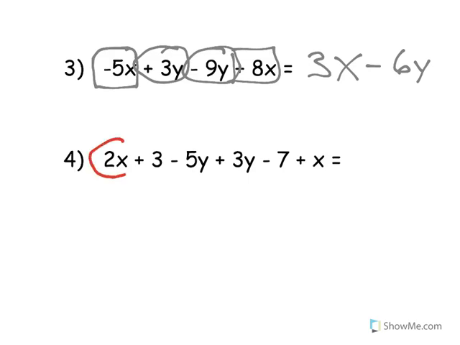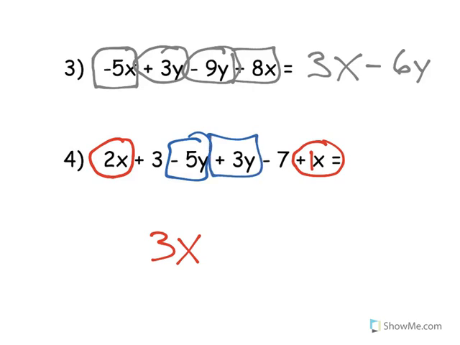All right, for number 4, I see 2x and I see x. And again, if there's no coefficient written, we know the coefficient is 1. That gives me 3x. I see my negative 5y and my positive 3y. Negative 5y plus positive 3y is negative 2y. And finally, I see my constants, which are positive 3 plus negative 7, which gives a sum of negative 4.